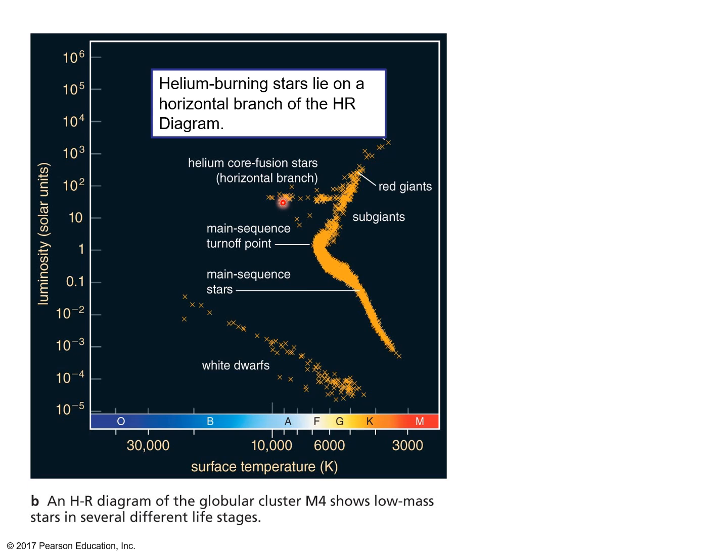But here we're looking at the subgiants and the red giants. And this particular branch is the helium core fusion stars. So particularly right here is stars that are actually fusing helium into carbon.